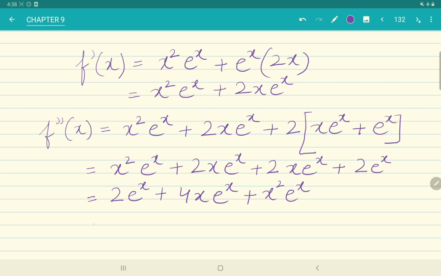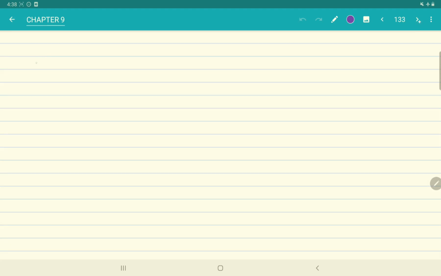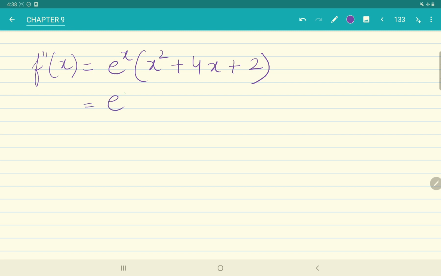So this can be written as e raised to the power x times 2 plus 4x plus x squared, which gives f double prime x equal to e raised to the power x times x squared plus 4x plus 2. Now it's very simple. I can write this as e raised to the power x times x minus x1 times x minus x2. If I equate this to 0, e raised to the power x just cannot be 0, so we are going to have x equal to x1 and x equal to x2. That means here we are going to solve this quadratic equation, x squared plus 4x plus 2 equal to 0.